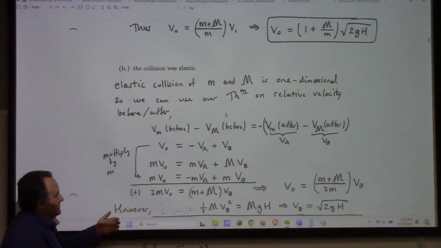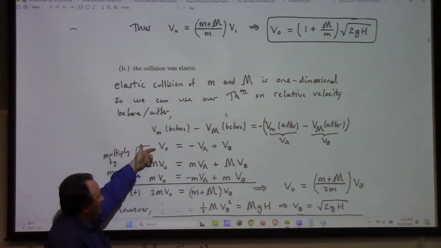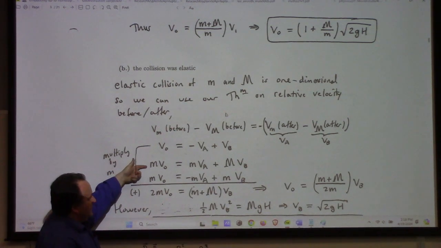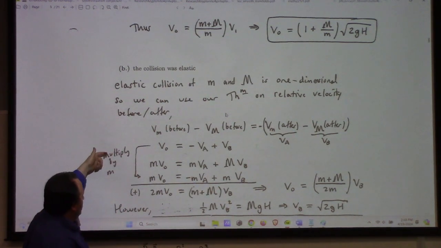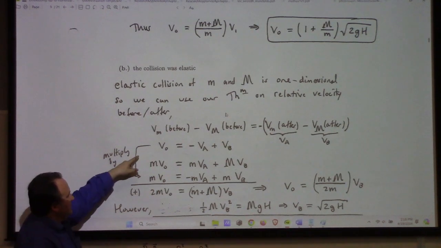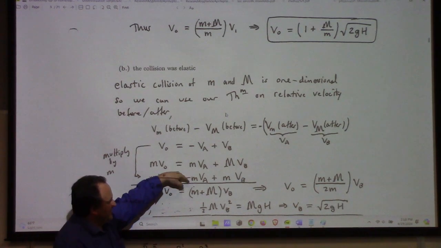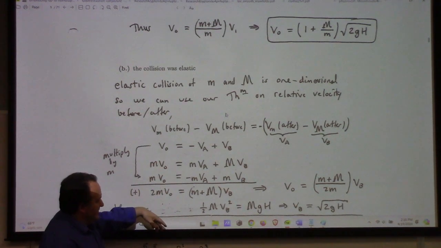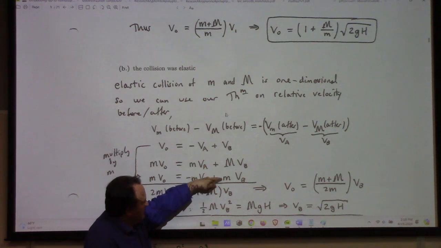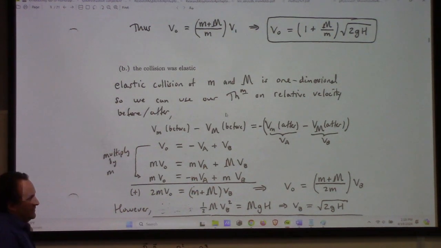So now I've got the consequence of the relative velocity theorem for an elastic collision, and I also have conservation of momentum. So what I did was I multiplied this equation by m to make them look the same, and then I added the equations, so I get 2mv naught. These guys cancel because I don't care about VA, the velocity of the bullet, so get rid of it. And then big M plus little m times VB. So I can solve for V naught as a function of the velocity of the bob, the big mass.